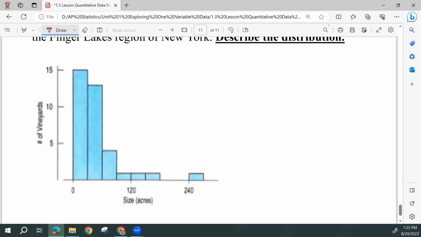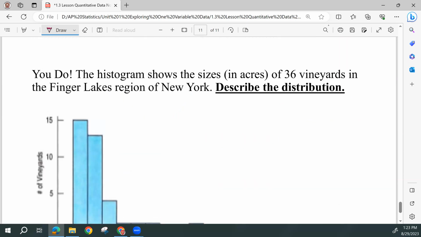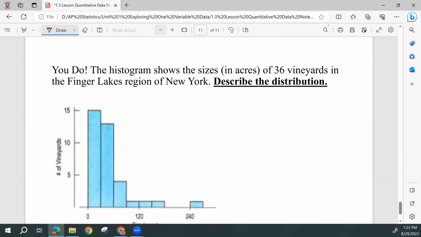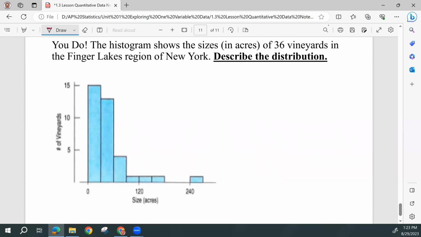I do want you to try and describe this one on your own. Remember to hit all of the topics: shape, unusual characteristics, center, and spread. You can talk about which measure of center and which measure of spread you'd want to use. Do practice trying to do these in complete sentences, just so that you can reinforce that idea. If you need help at any point, please do ask, and we'll talk about this at the beginning of the next class.